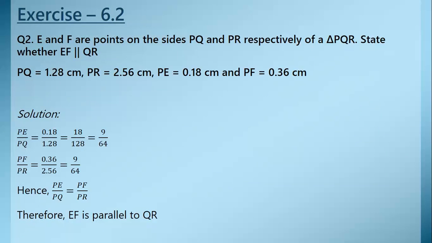When will they be parallel? In the converse, they say that if they divide in the same ratio, then they are parallel. So let us check the ratios. PE by PQ is 9 by 64. Same way, PF by PR, when we substitute the values and solve it, we get 9 by 64. So both the ratios are equal. Since the ratios are equal, the sides are proportional, so we can say that EF is parallel to QR.